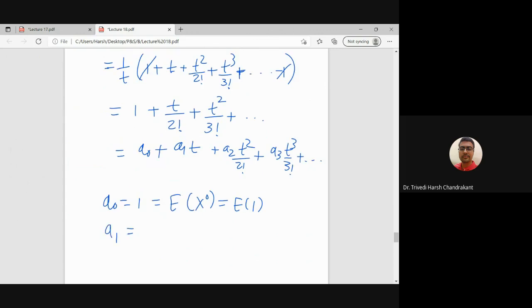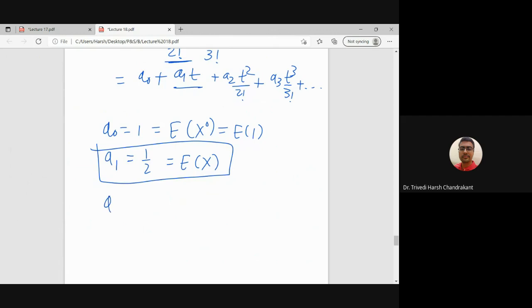What is a1? a1 is, you compare this term and this term, so that is 1 by 2. That is the expectation of the random variable X. What is X? X is the uniform random variable over the closed interval 0, 1. And we know that U(a,b) has the mean (a plus b) by 2. So U(0,1) has the mean (0 plus 1) by 2, that is half. So we have verified that we are getting the correct answer here: the expectation in this case is half, which is coming from the moment generating function, the same as what we are getting directly.